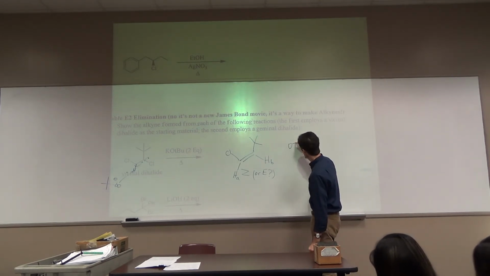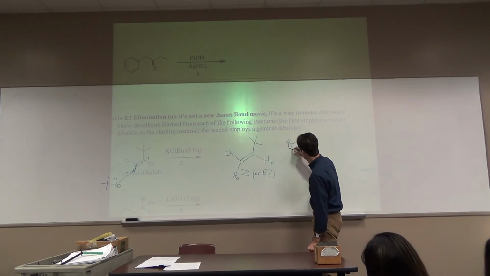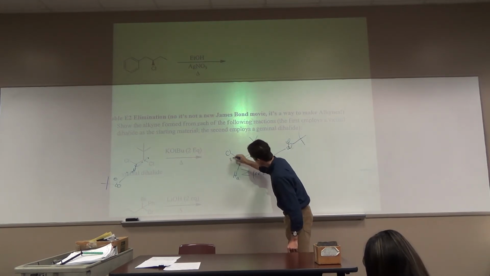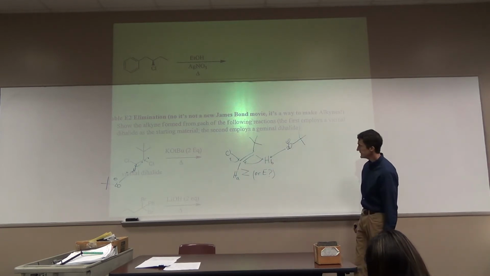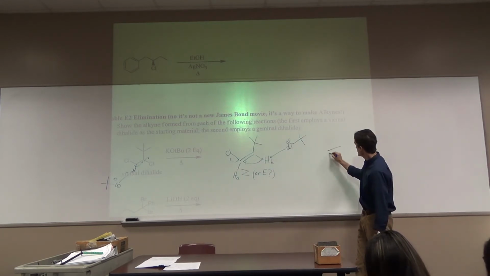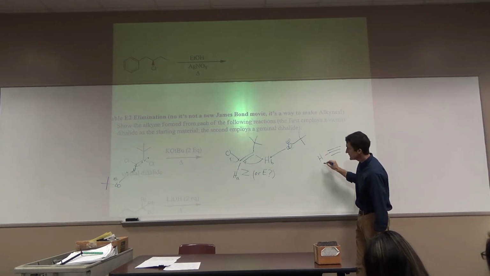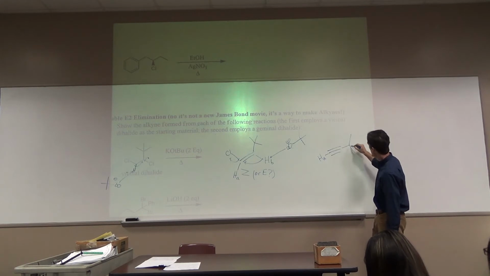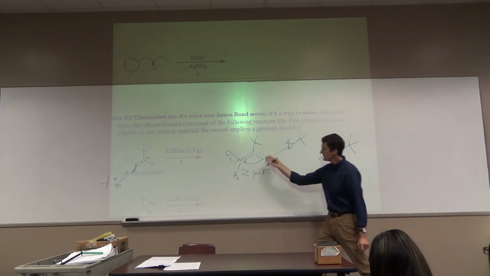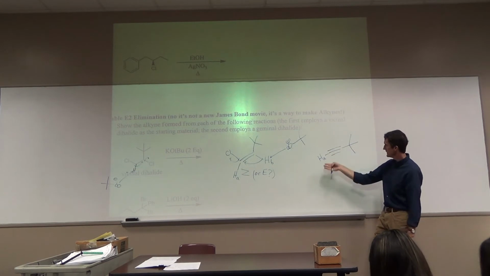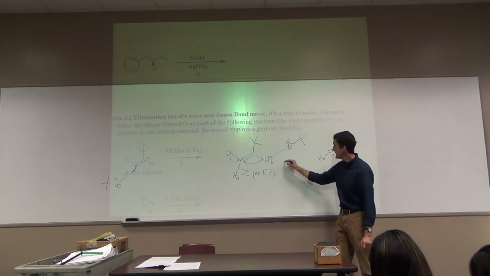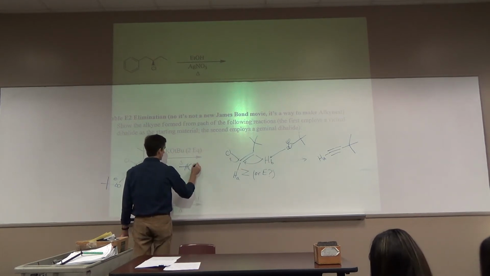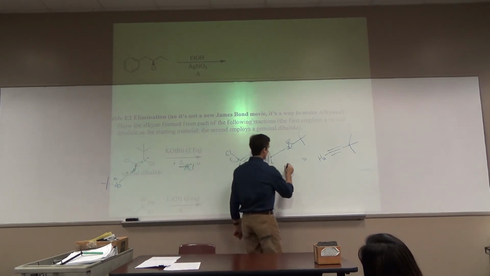Now we could take another equivalent of the base. Take the H. These electrons move in here and kick off the chlorine. What would that give? I'll draw the HA, alkyne. This all becomes linear now that it's the alkyne. And there we go. We eliminated HCl, and then we eliminated HCl again.